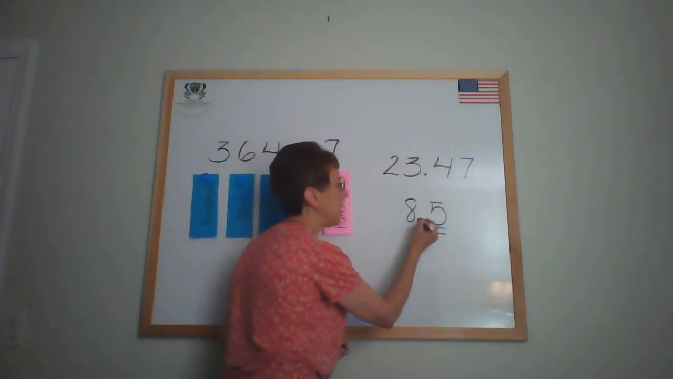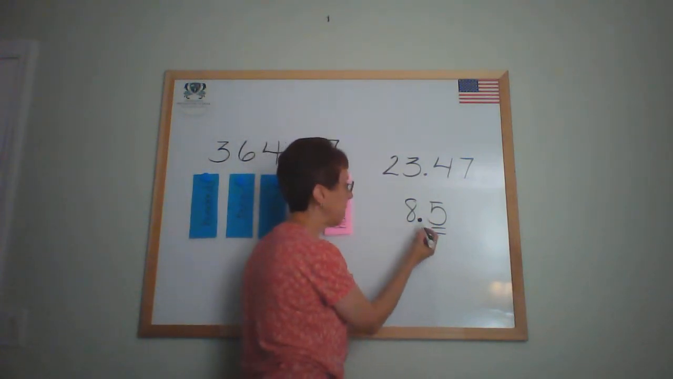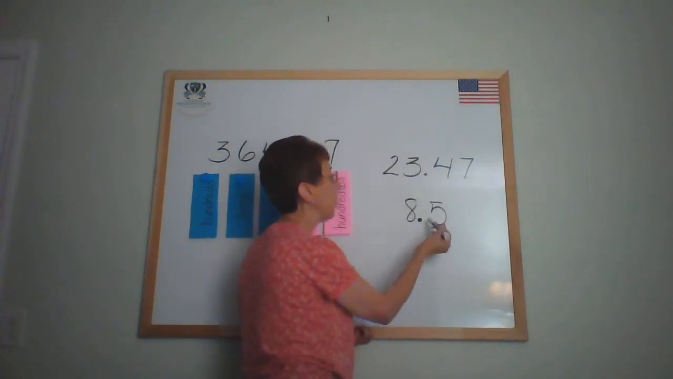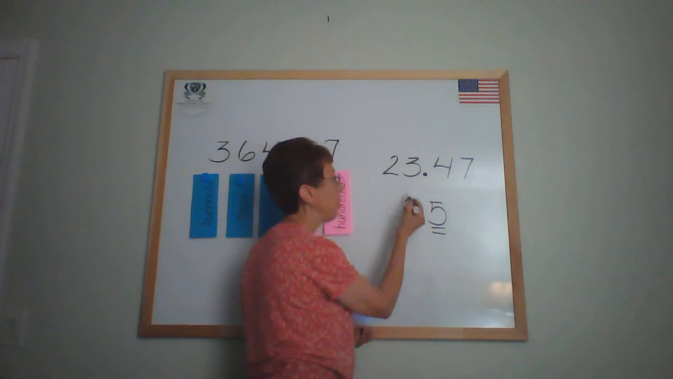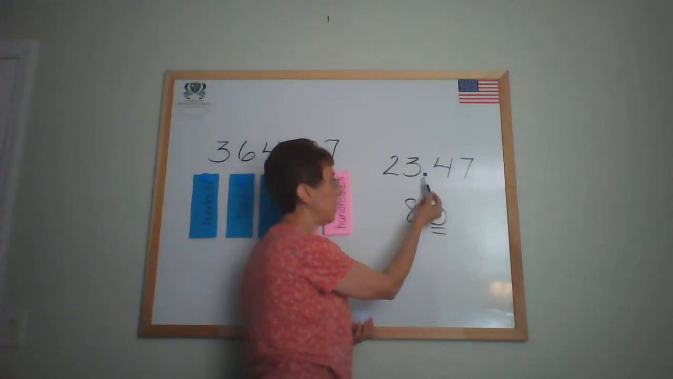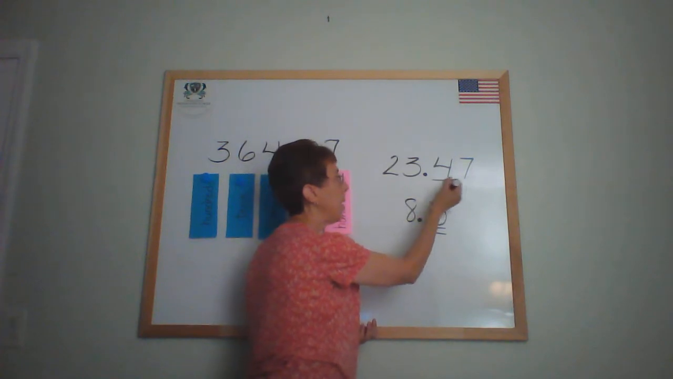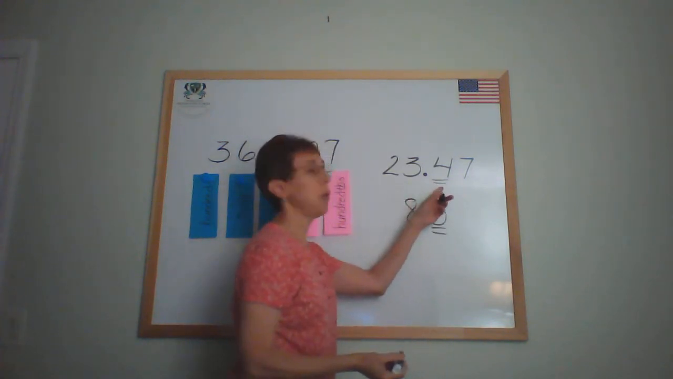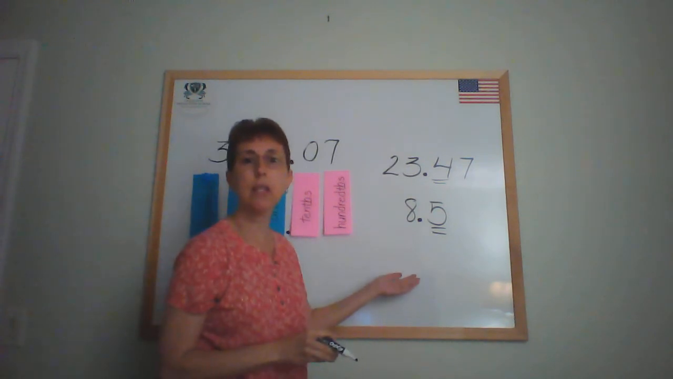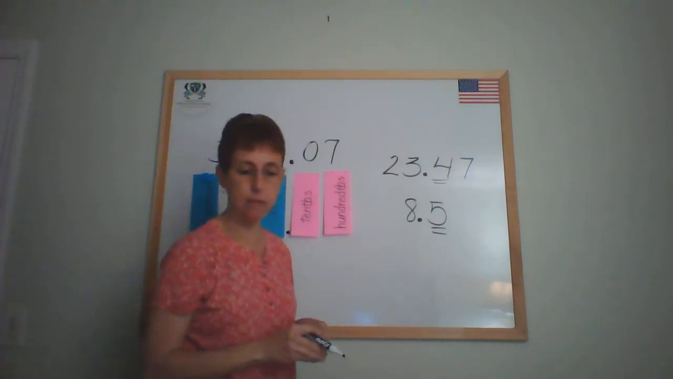Well, where is the 5 in 8 and 5/10? It's the first digit to the right of the decimal point. That's your tenths. So then look back up in 23 and 47/100ths, you need the digit that's the first digit to the right of the decimal point. That is also in the tenths. So the 4 in 23 and 47/100ths is in the same place as the 5 in 8 and 5/10.